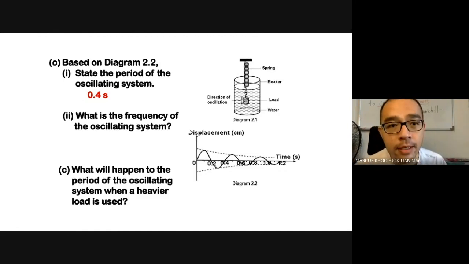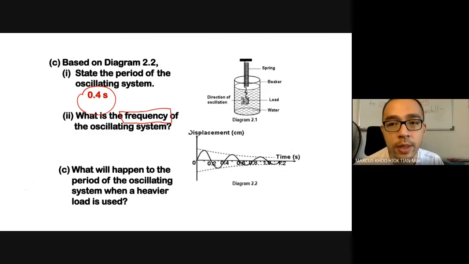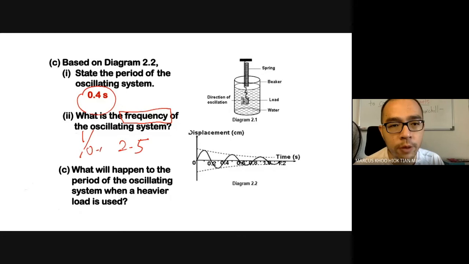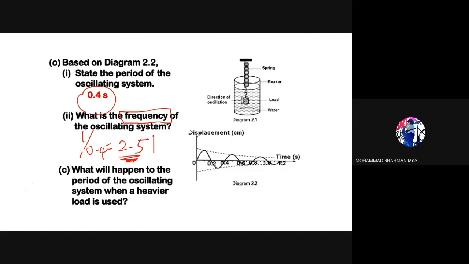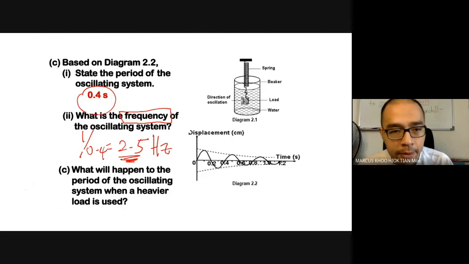Rahman, if you know the period, how do you count the oscillation frequency? 2.5. Okay, how do you get 2.5? 1 over 0.4. Very good. Give me the unit for frequency, please. 2.5 what? Hertz. Okay, very good. 2.5 hertz, Hz.